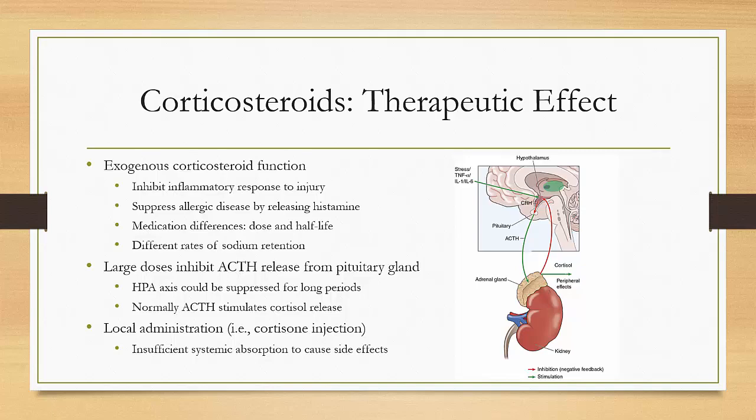However, local administration of corticosteroids, for example, by administration into an inflamed joint or near an irritated nerve, produces a high local concentration of the steroid, often without enough systemic absorption to cause serious side effects. The figure on the right is the hypothalamic-pituitary-adrenal axis.